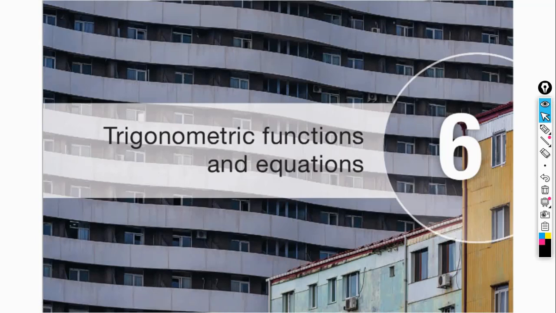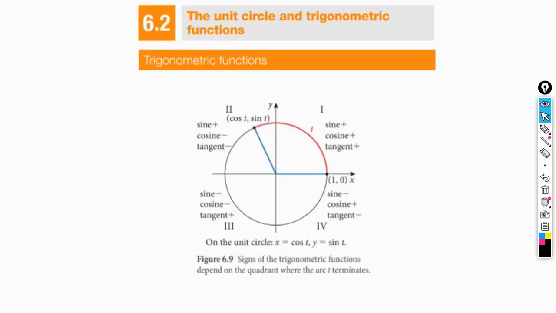Hi everybody. So in this video we continue with chapter 6, trigonometric functions and equations, specifically section 6.2, the unit circle and trigonometric functions. So here we have a unit circle and there's a couple of things to notice. Let's suppose that we have an angle, and let's call that angle here T.